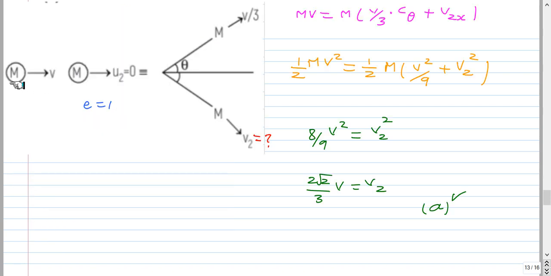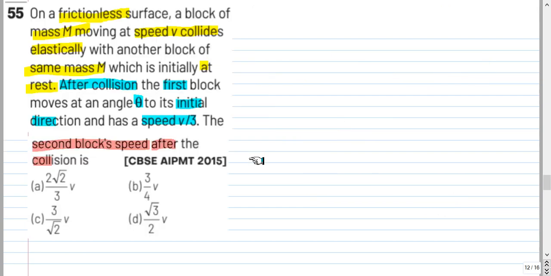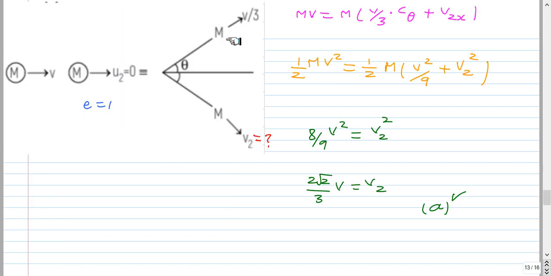So initially, the first mass m is moving with velocity v, and the second mass m is at rest. And after collision, the first one moves with velocity v by 3 at an angle theta. So you have to find the speed of the other one. So the first block moves at an angle theta after collision. This is the first block and this is the second block.